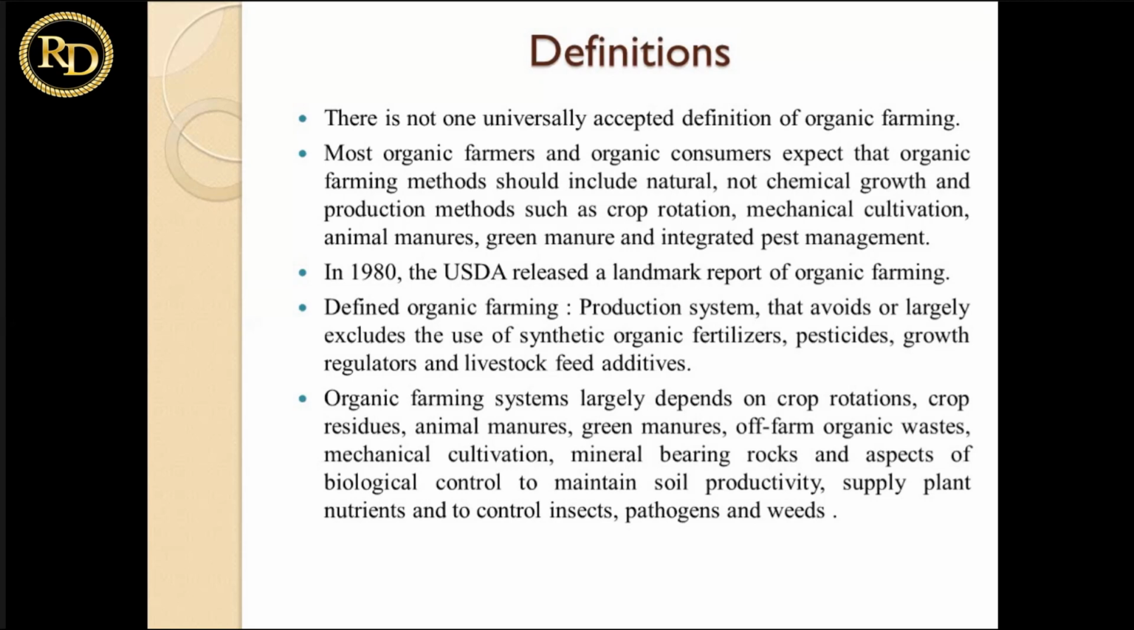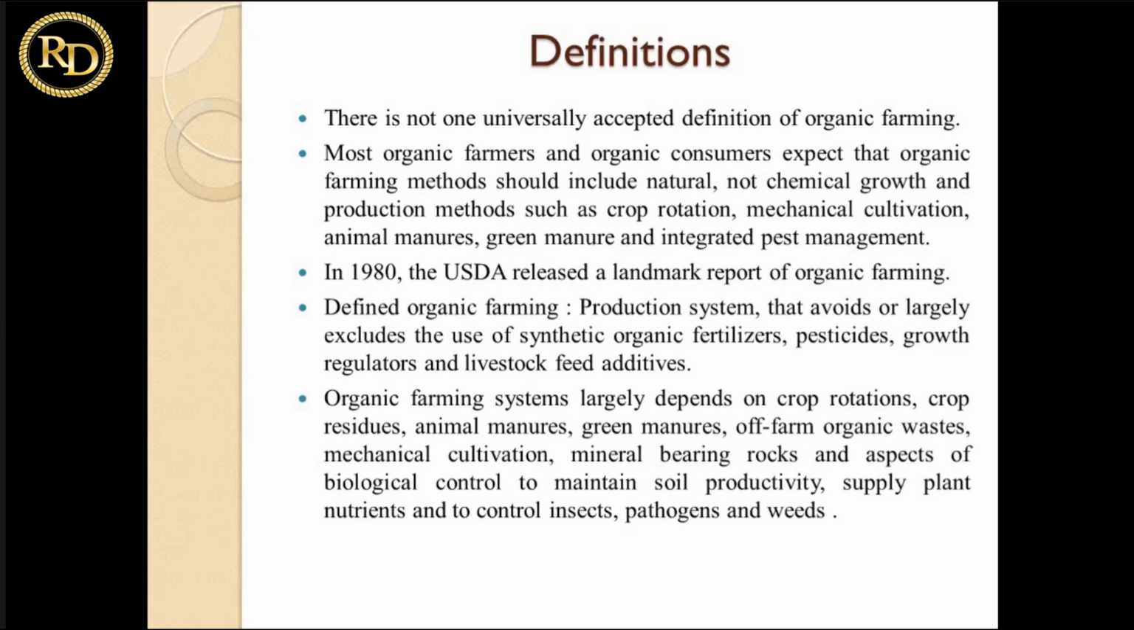So organic farming systems largely depend on several things. First part is crop rotation. As we know, crop rotation is a very important aspect. It is one of the important systems which is helpful for getting the benefits of legumes followed by cereals, so that the different cropping and different rooting systems can uptake nutrients from different depths of the soil. Second part is the crop residues.